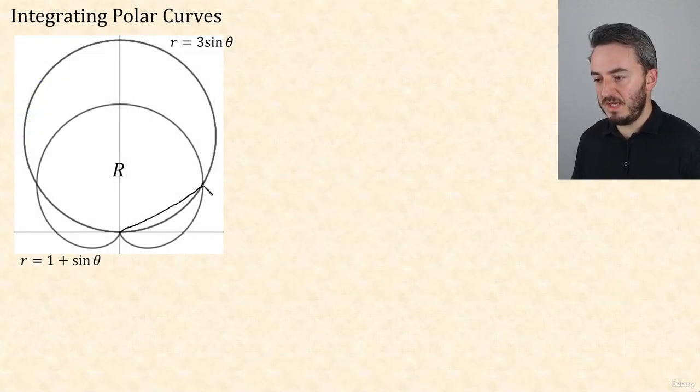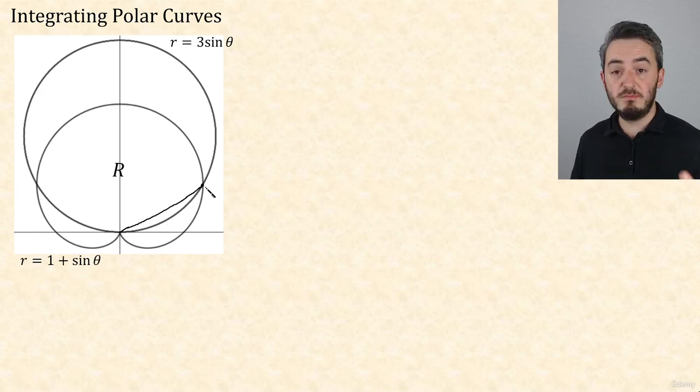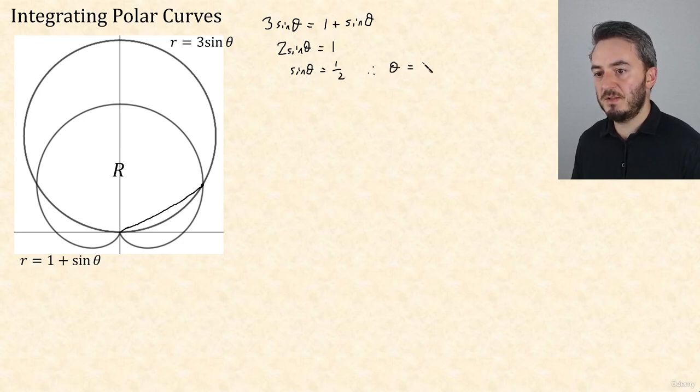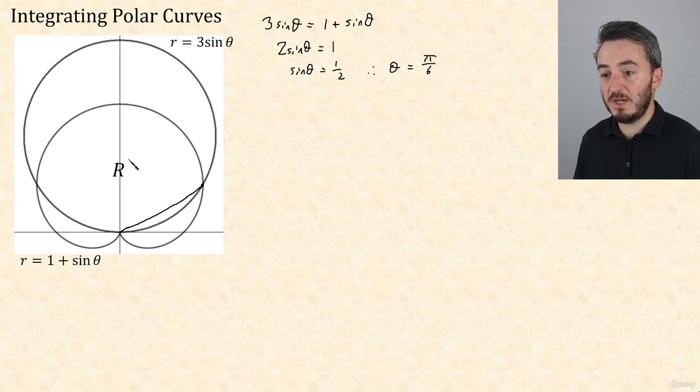We've got to find what theta is here. We do that by equating the curves. By setting 3 sine theta equal to 1 plus sine theta, we'll figure out when the values of r are the same at the same value of theta. So 3 sine theta equals 1 plus sine theta gets me 2 sine theta equals 1, which means sine theta equals 1/2, and therefore theta is pi over 6. Now, yes, there are more solutions, but the only one between 0 and 2 pi is pi over 6. So this is the point where theta is pi over 6.